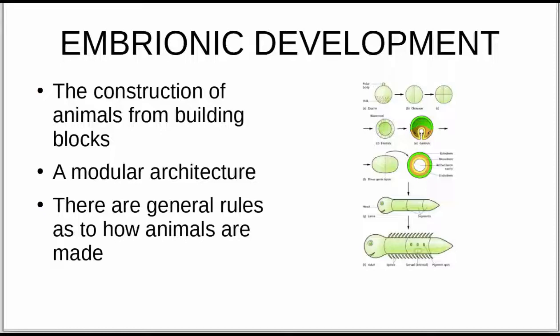Well, through the study of development, we now know that animals are formed through building blocks, that there is some kind of modular architecture. There are modules that come together, like assembling a Lego kit. That's how an individual comes into being.